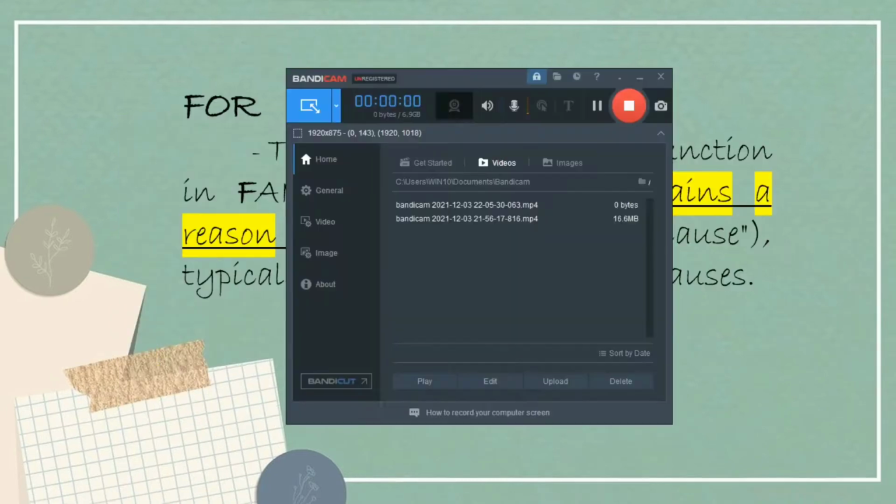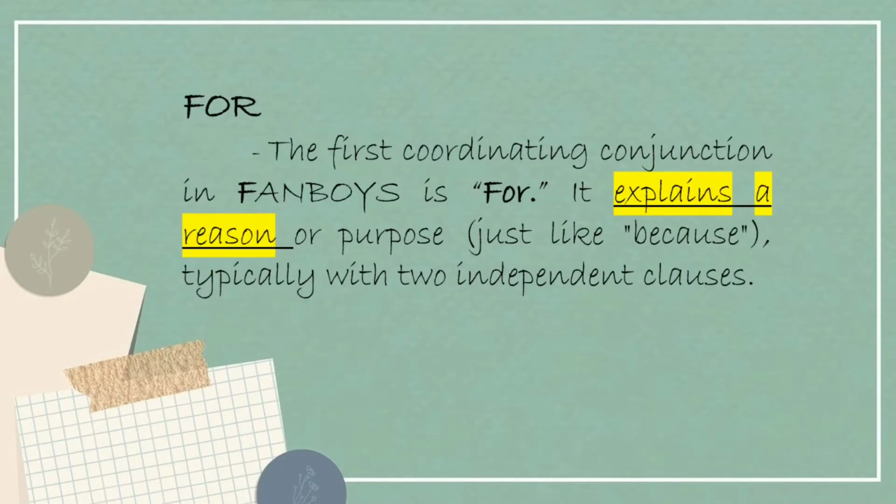Okay? So the first one is the word for, which is the first coordinating conjunction in the acronym FANBOYS. The word for explains a reason or a purpose. So usually when you see the word for, the sentence after that will be the explanation for the first sentence before that. For example, she was feeling very sad for she failed the exam.